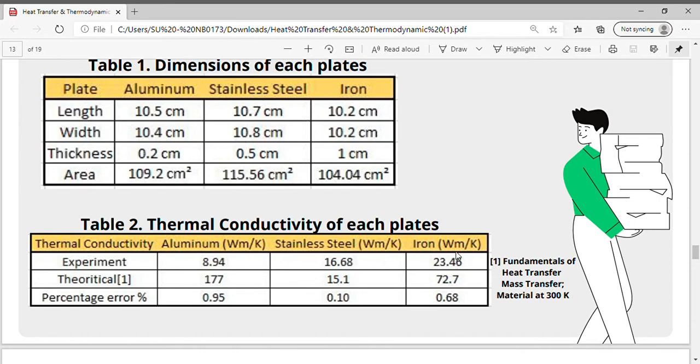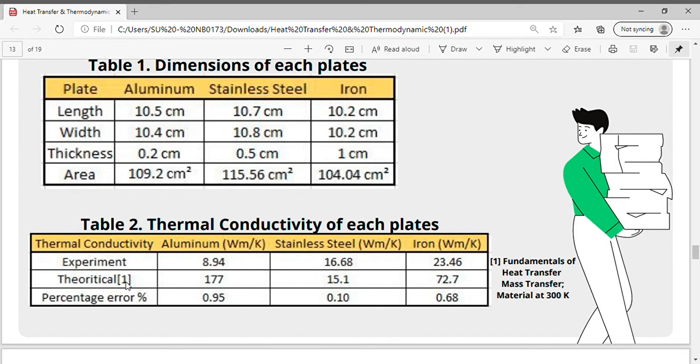Similar for iron, we received a percentage error of 68%. Only stainless steel has a small percentage error. That's because at the beginning of the calculation we used the stainless steel as our reference. So I think that's why it has the lowest percentage error.